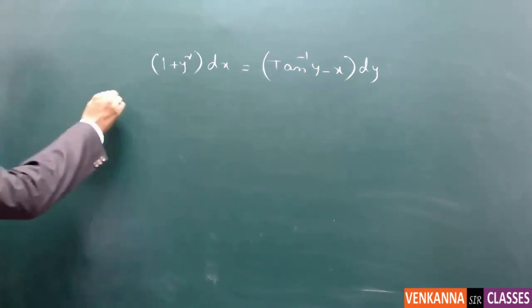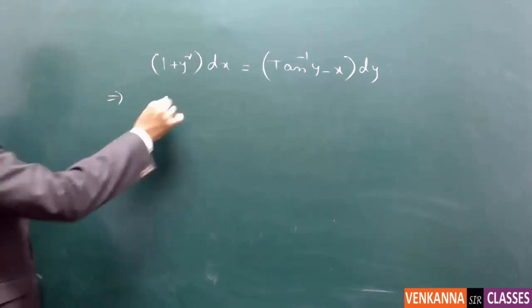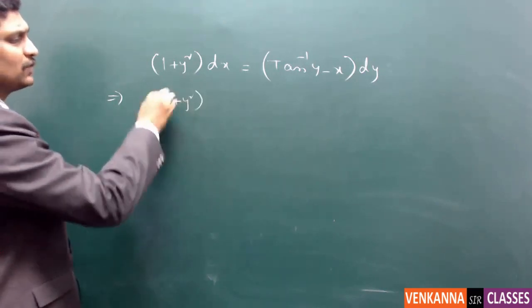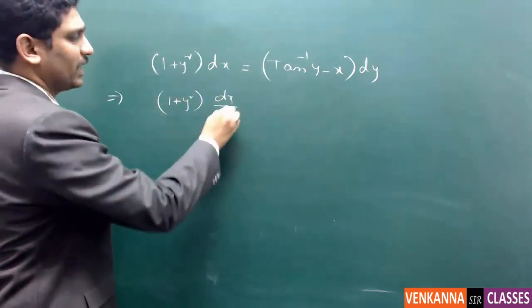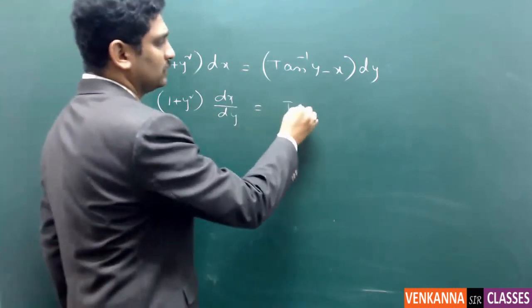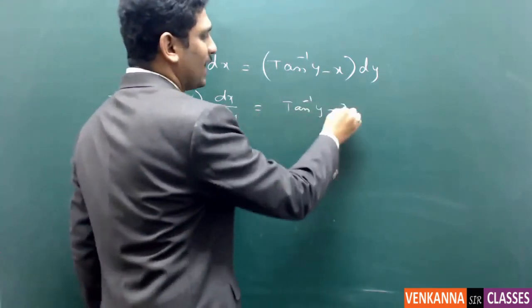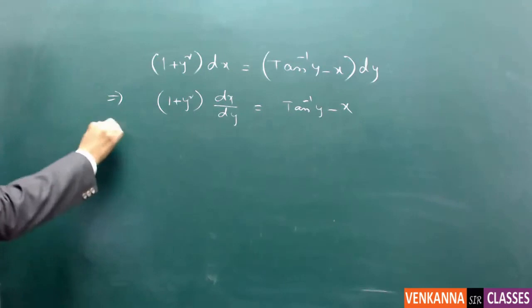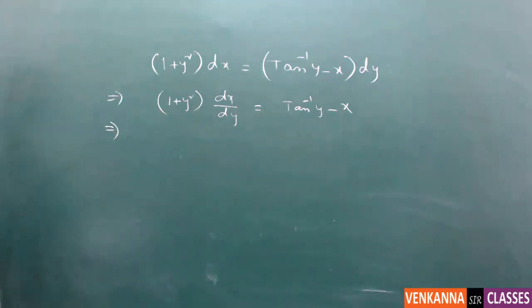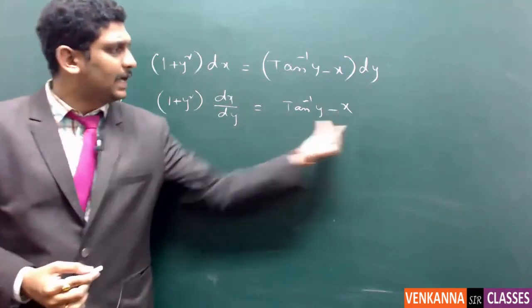So let us do it like this. 1 plus y square into dx by dy equals tan inverse y minus x. Again, dividing this by 1 plus y square and taking x to this side.